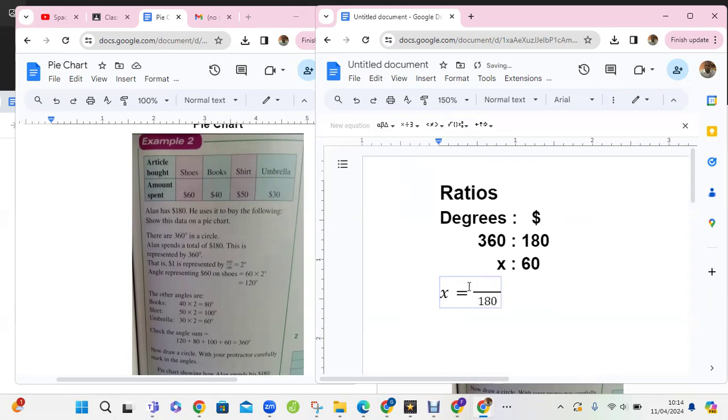And above, you multiply 60 times 360. That's why they say cross multiply and divide. So we cross multiply the 60 times 360, or you can say 360 times 60. It doesn't matter. And that's how you calculate the angle for shoes.